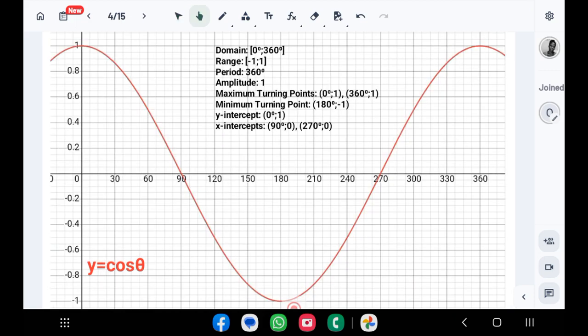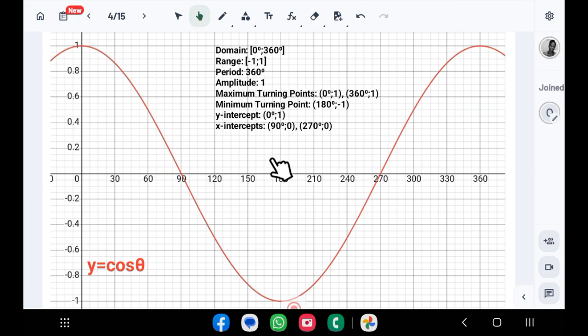Now let's look at the characteristics of that. So here, the domain: there is no point on the theta axis or the x-axis where your theta is not valid. So your domain is between 0 and 360 degrees. Your range is all possible y values in this whole graph. The minimum is at negative 1 and the maximum is at 1 throughout the whole function, so your range is between negative 1 and 1.